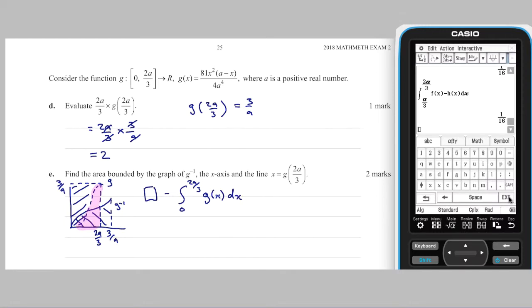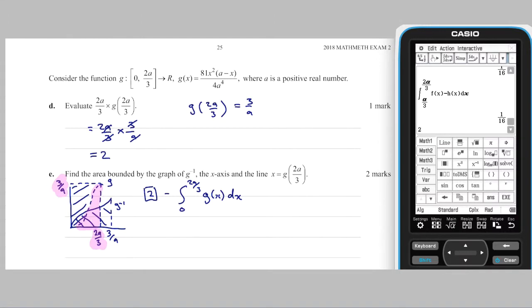From part D, we know that 3 over a multiplied by 2a over 3 is equal to 2, giving us the area of our rectangle, 2, and so we can calculate the area required on our ClassPad. Giving us an area of 1.